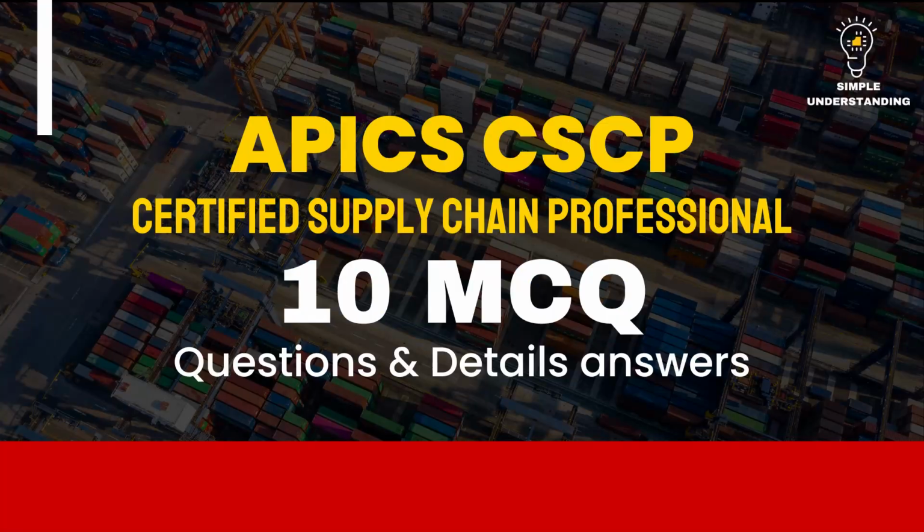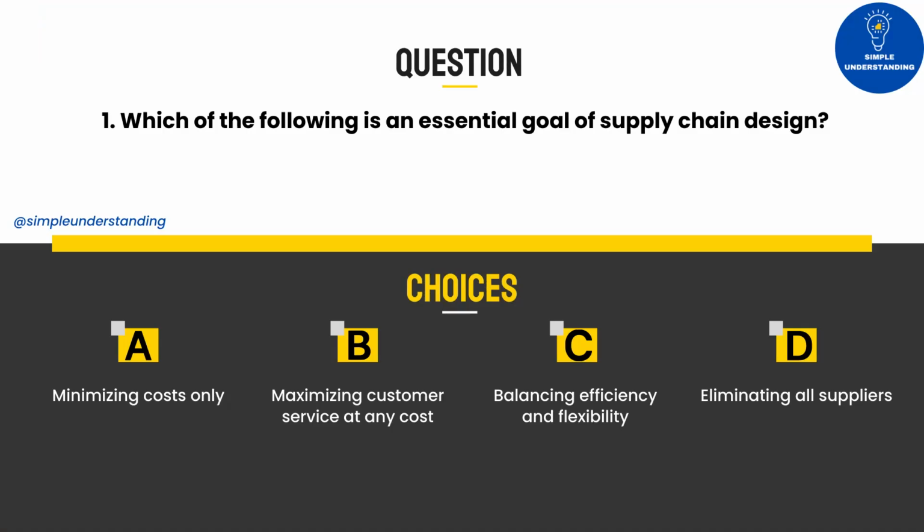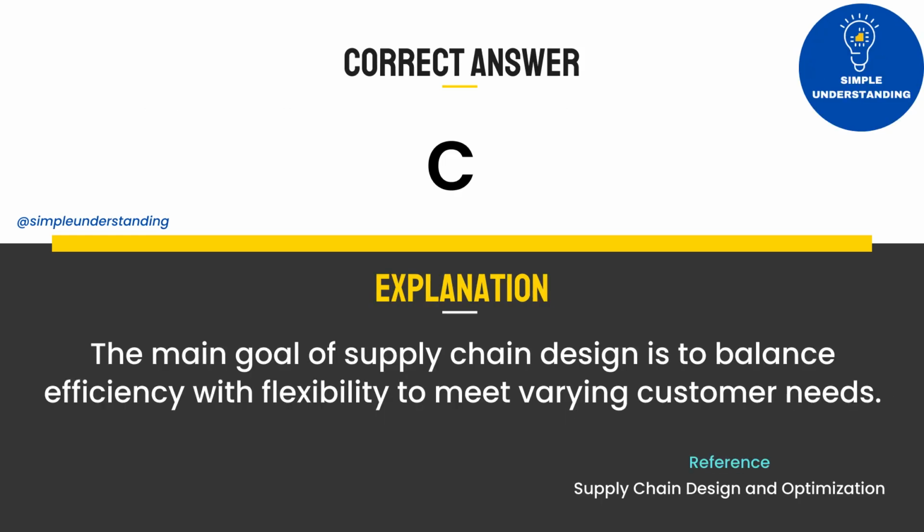Let's take a small practice test for Section A. 1. Which of the following is an essential goal of supply chain design? A. Minimizing costs only. B. Maximizing customer service at any cost. C. Balancing efficiency and flexibility. D. Eliminating all suppliers. Correct answer, C. Explanation: The main goal of supply chain design is to balance efficiency with flexibility to meet varying customer needs.